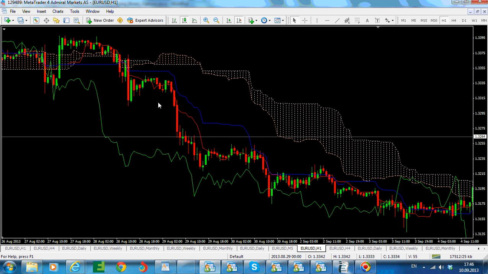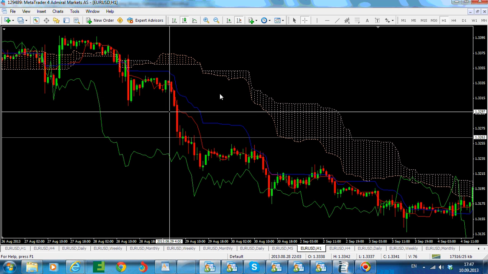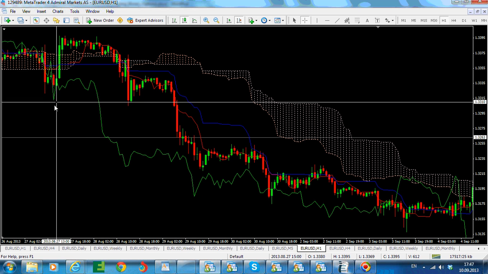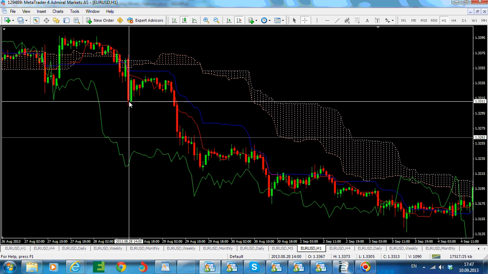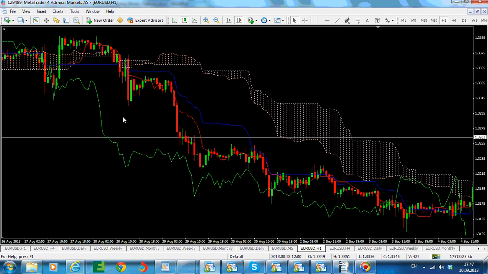We are looking for the cloud to be red, like it is here, the Tenkan is below the Kijun, the Chikou here, the green line, 26 periods back in time, is below both the price and the cloud. So bearish markets basically start from here, and this is the bearish market in the true sense, like this on the 1 hour chart.